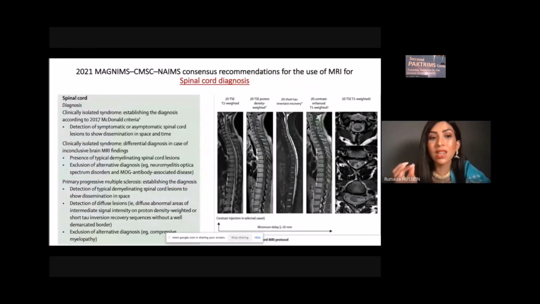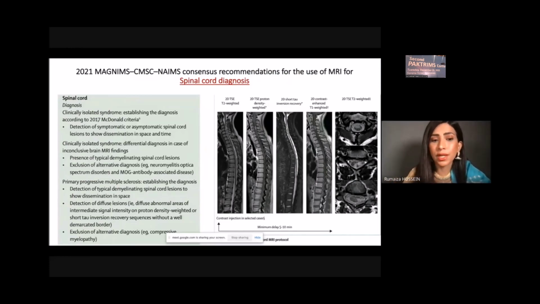So establishing the diagnosis is important. Detection of symptomatic and asymptomatic spinal cord lesions to show dissemination in space and time. And also CIS with differential diagnosis in case of inconclusive brain MRI findings. So, presence of an atypical demyelinating spinal cord lesion, we need to exclude alternative diagnoses such as neuromyelitis optica or MOGAD.